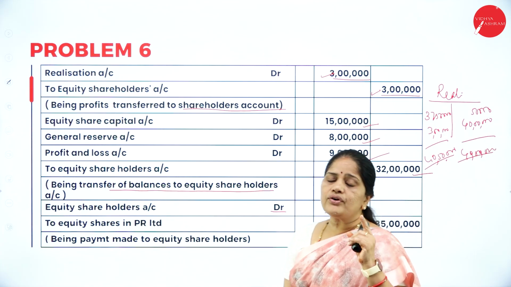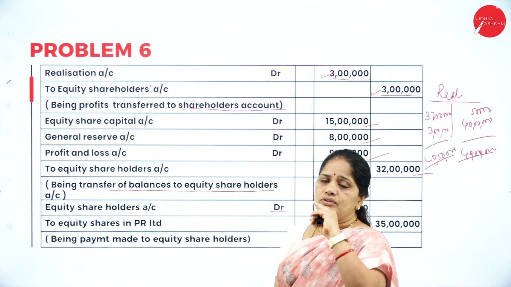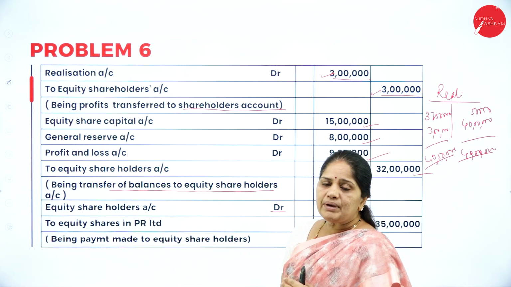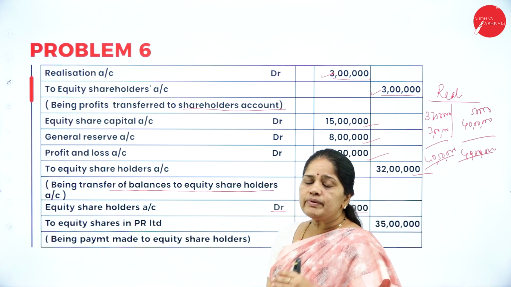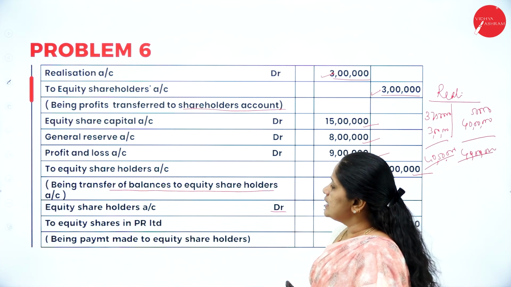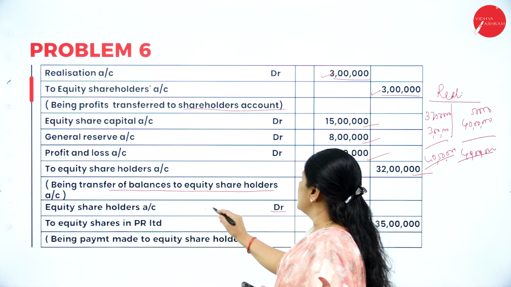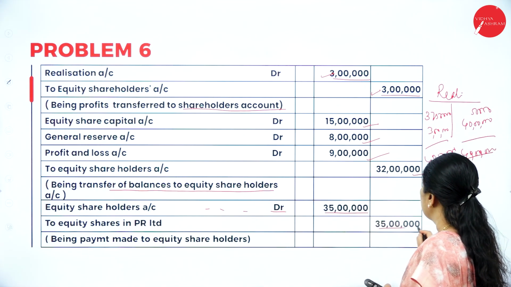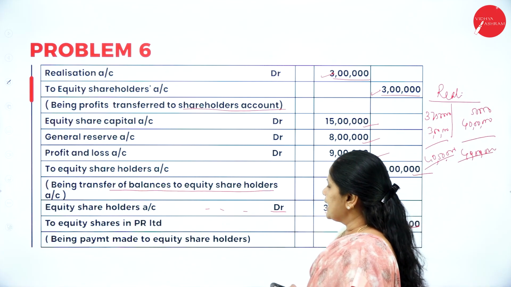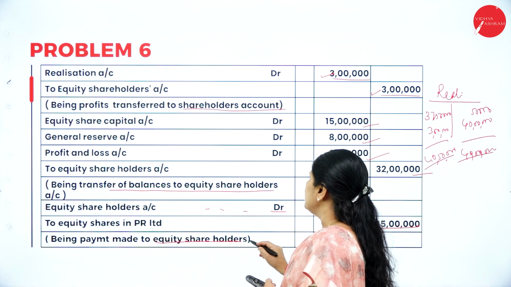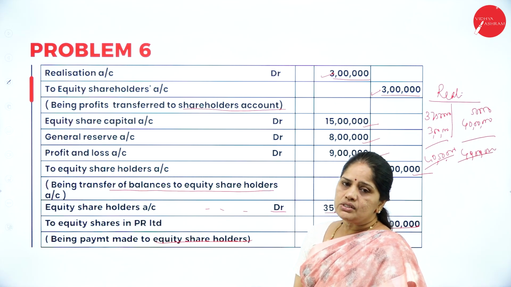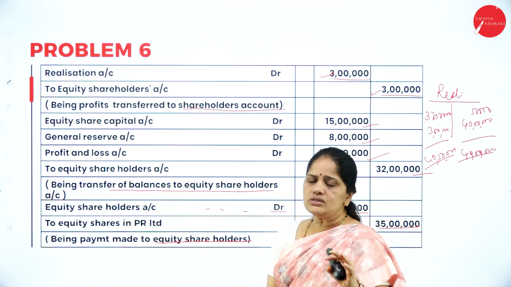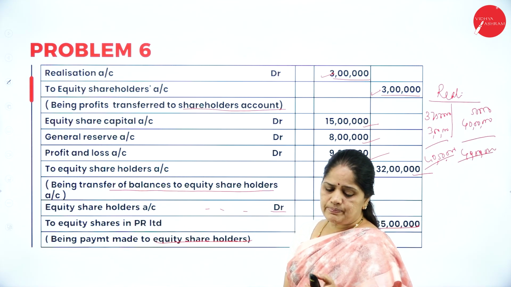Then next is the equity shareholders account debtor 35 lakhs. See, out of the 40 lakhs equity shares, 5 lakhs are being paid to the preference shareholders. The remaining 35 lakhs is being paid to the equity shareholders. So, equity shareholders account debtor 35 lakhs to equity shares in PR Limited 35 lakhs, being payment made to equity shareholders.